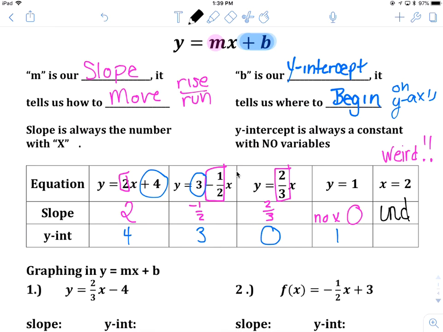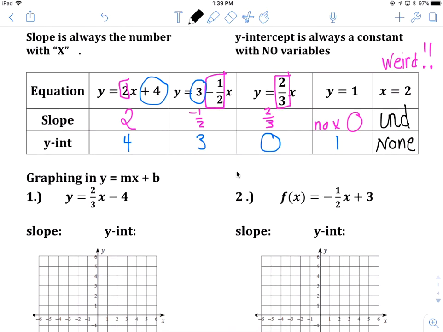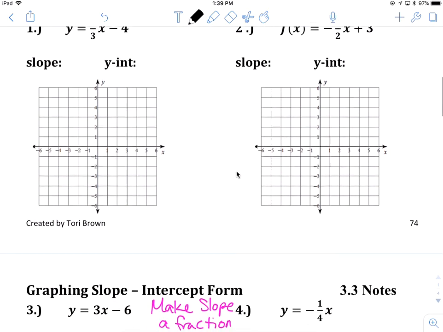Undefined is what your graph will look like if it starts with x equals. Okay? Because of that, I am not going to have a y-intercept. I'm not going to be able to intersect the y-axis because my graph is going to be vertical. Okay? We are not going to hit the y-axis at all. So on the x equals, those are the weird ones. They don't get numbers. They get the word answers.